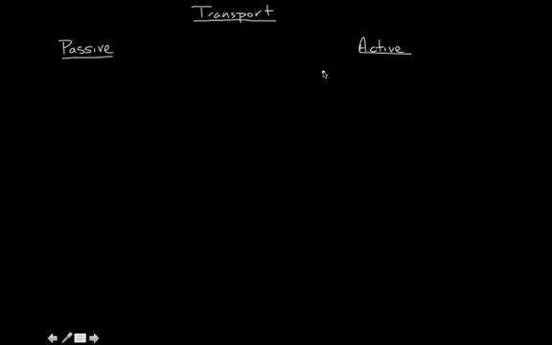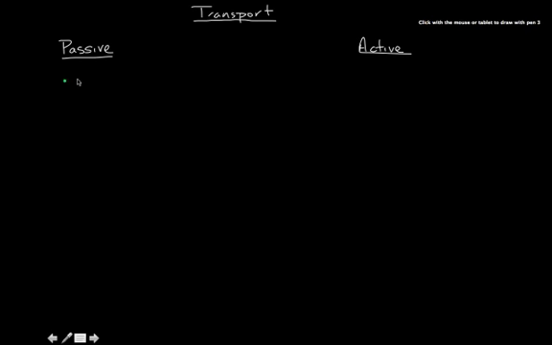The main difference between these two types of transport just has to do with how things are moving relative to their concentration gradient. And remember, we've talked about concentration gradients before. All a concentration gradient is, is a difference in the amount of substance or solute you have in the solvent on two sides of a membrane. So let me give you an example.